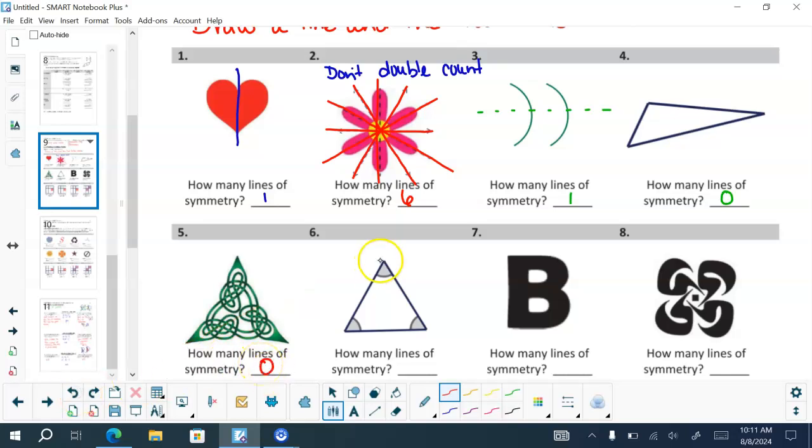Okay, number 6, you should be able to find 3 of them. Number 7 only has 1, goes across the B like that. And number 8, very similar to number 5, it's got a lot of detail because it's not working. Like if I go up and down here, or left to right, there's not going to be any line of symmetry on that one either.